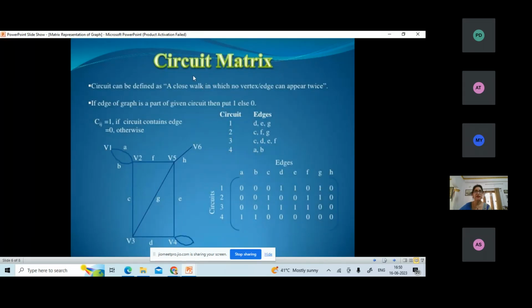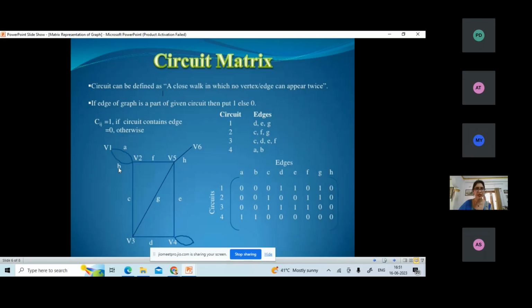Now the circuit matrix. A circuit is a closed walk whose starting and end points are the same. For example, V1, A, V2, B, V1. This is a circuit, meaning the starting and end vertices are the same. If an edge is contained in the circuit, the entry is 1; if not contained, it is 0.